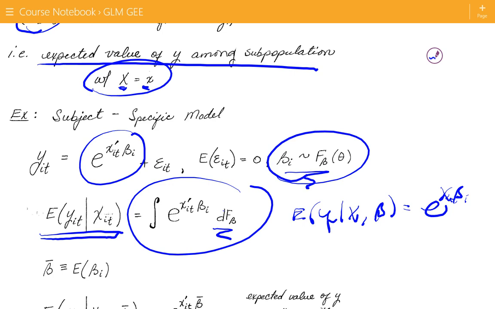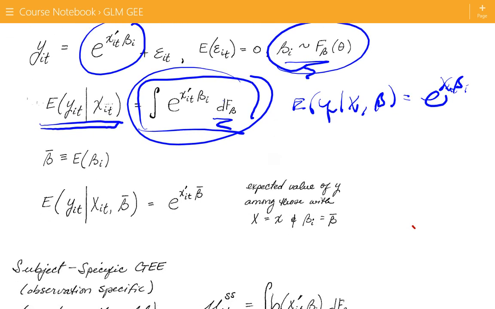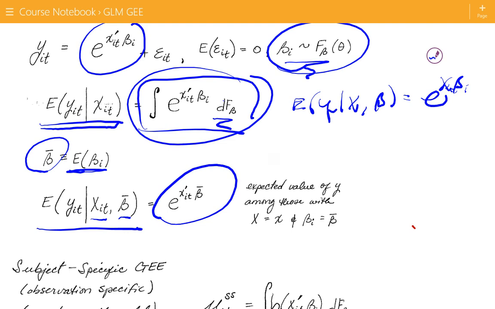But when I'm not conditioned on the beta, therefore I'm integrating it out, I have to integrate across the distribution of beta. And if I want to then take that and look at the expected value at specific values of x and specific values of beta, say for example I want to look at the expected value of y given x at the mean of beta, then it would be e to the x_it at that value of beta bar, if that's the one I wanted to look at. I could plug in different values of beta if I wanted to.